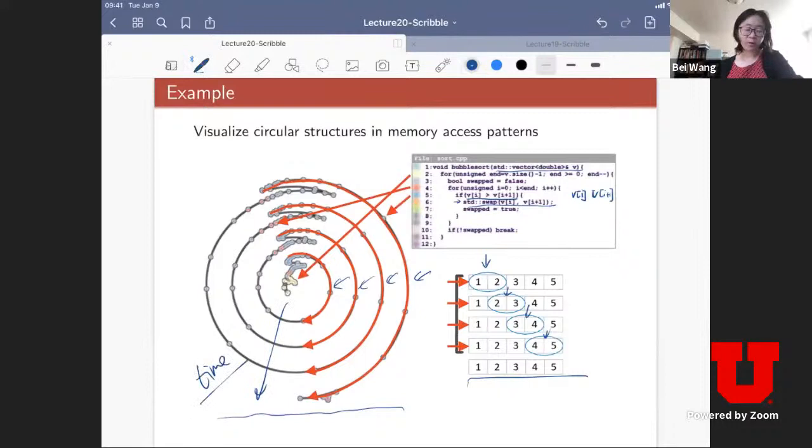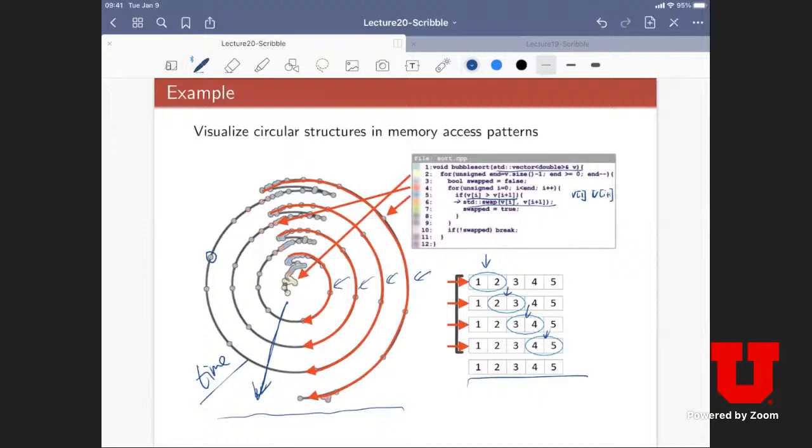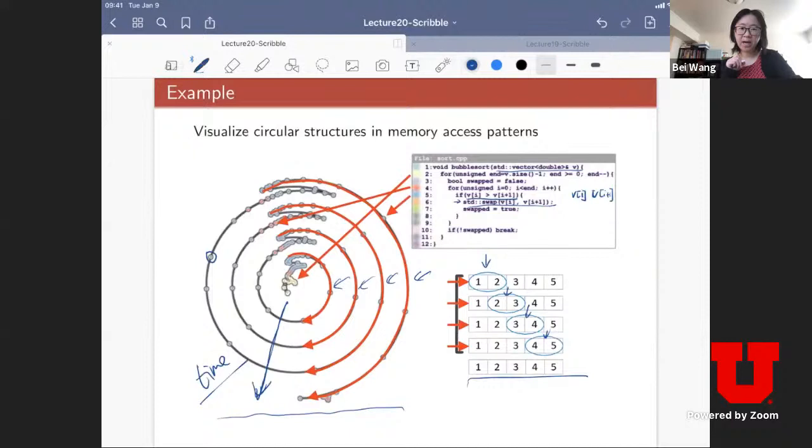Yeah, so good observation. If you go from inside to outside, this visualization is designed to increase with time. Every single point is actually a sequence of memory reference trace. It's a high-dimensional point of a sequence of memory addresses.